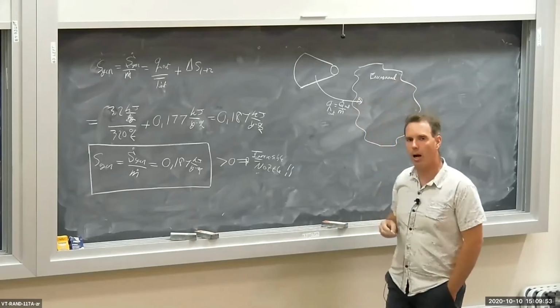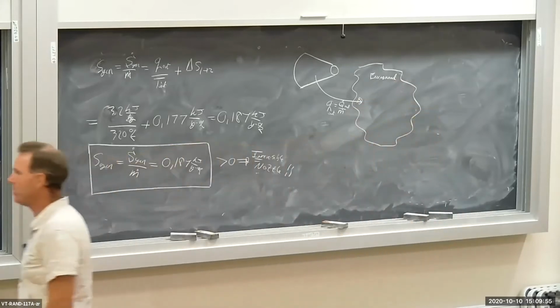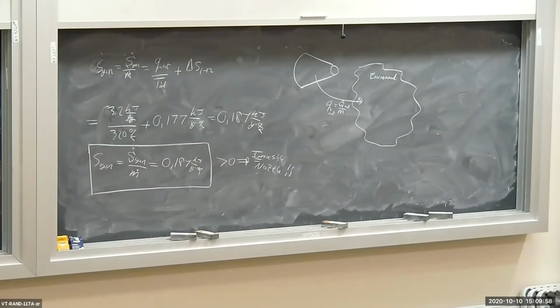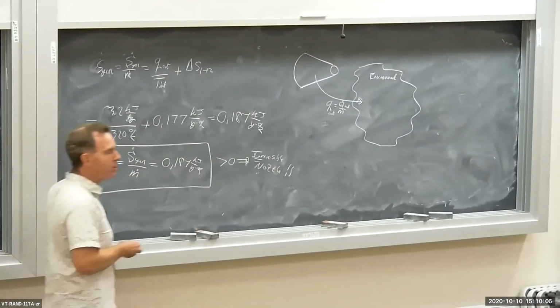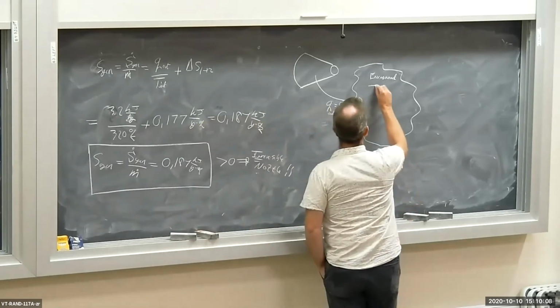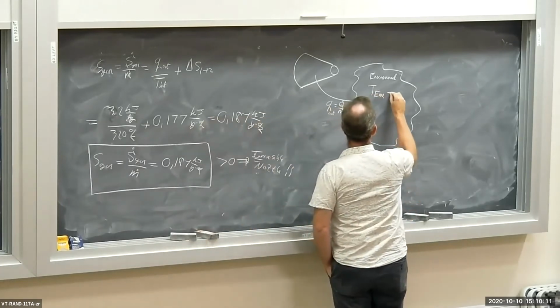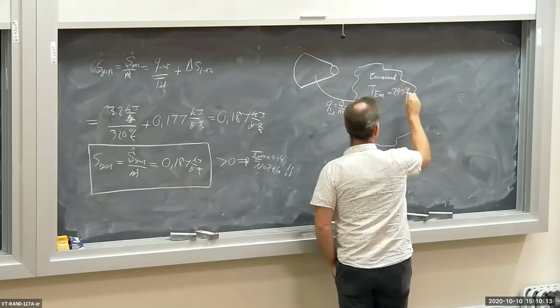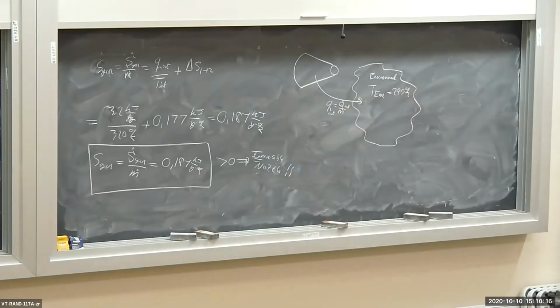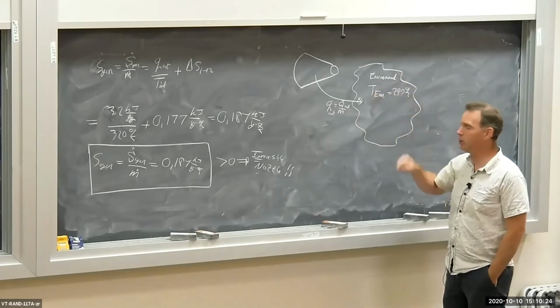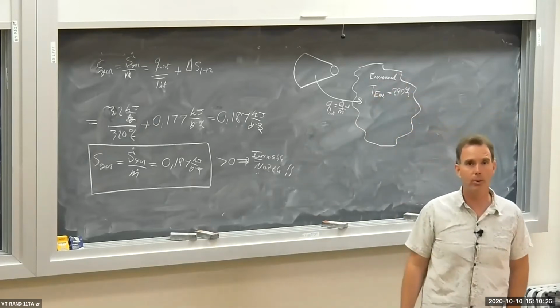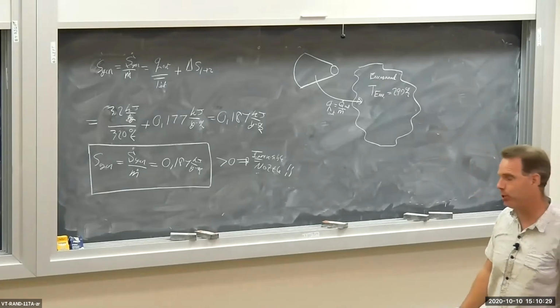Now, I tell you that this environment is at a temperature. I give the environmental temperature as 293 degrees Kelvin. So T of the environment is 293 Kelvin. The way I'm drawing the environment, everything in the environment has a temperature of 293 Kelvin.